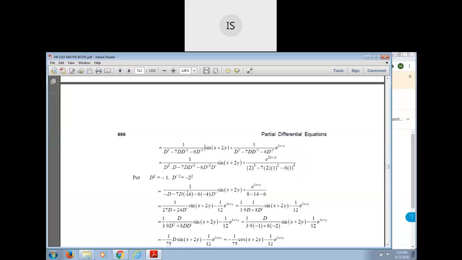So see this one. Put the value of d square and d dash square in this part. It will be given as minus d, because d square is minus 1, and minus 7d. D dash square will be what? Minus 4, and minus 6 d dash comes like this one. Okay, is it clear?